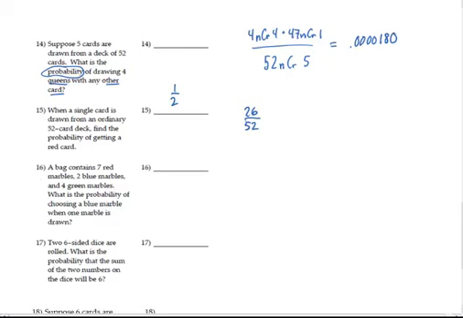The next one says we have a bag of marbles, 7 red, 2 blue, 4 green. What's the probability of choosing a blue marble when one marble is drawn? That should be pretty easy. We have 2 blue over 13 marbles total. So your probability would be 2 out of 13.